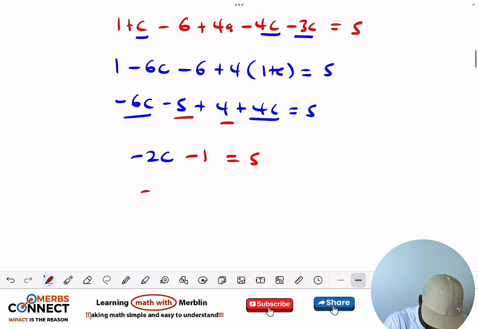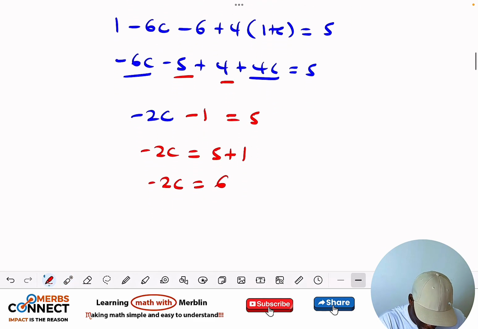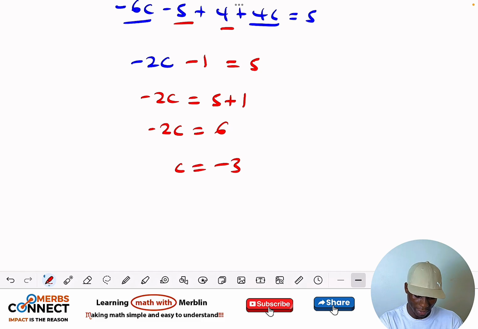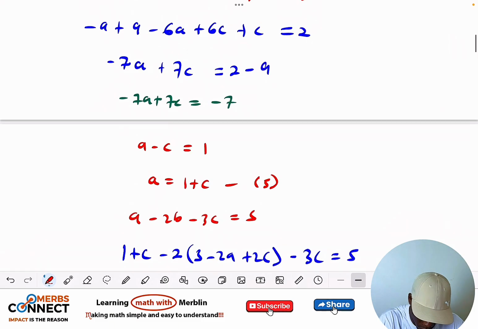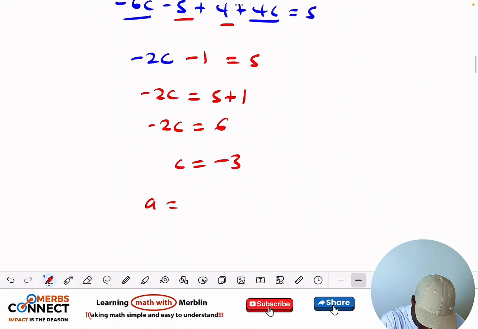So this is going to be minus 2c is equal to 5 plus 1. When I add 1, I'm going to have minus 2c is equal to 6. And c is going to give us minus 3. Yeah, so this is right. Now that you've gotten c to be equal to minus 3 from equation 5, we have this one here. So now a is equal to 1 plus c. So this implies that a is equal to 1 minus 3, which is equal to minus 2.